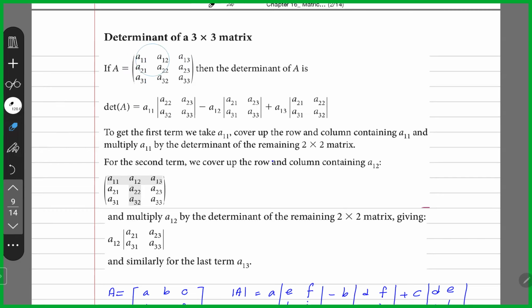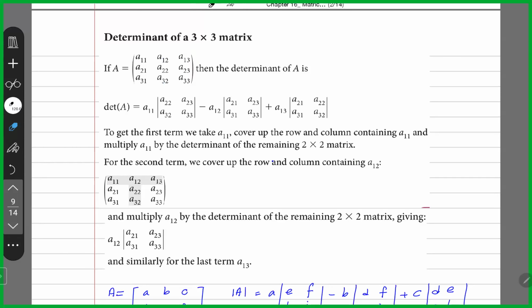Then minus A12, and then you're going to take out these elements, multiplied by the determinant of the elements which are not in the same row and column as A12, plus A13, and you block out these elements and you multiply by the determinant of the elements which are not in the same column or row as A13.